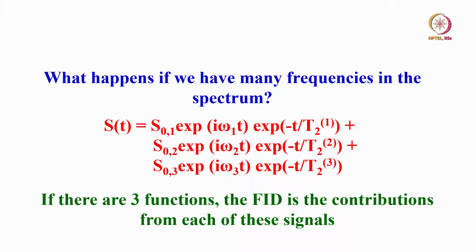Okay. Now what happens if there are many frequencies present in the spectrum? Let us say I have 3 frequencies, omega 1, omega 2, omega 3. Now what I am going to do is individually you can do the Fourier transformation, they are all added up. That is what I told you in the linearity theorem. There are 3 different functions. The FID is the contribution from each of them, they are overlapped. One FID is like this, other FID is like this, other FID is like this, they are all overlapped. And you do the Fourier transformation, individually they are Fourier transformed. That is why you are going to get 3 different frequencies.